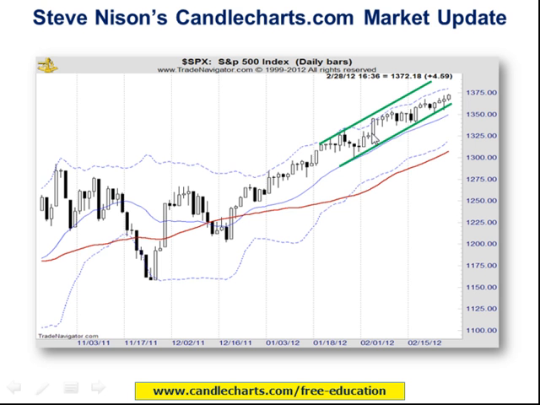But what I like about the action in the S&P, it's almost a 45-degree angle, and that's a very sustainable rally. During the height of the bull market in the 90s, when the markets were going parabolic, we were having like 75-degree angled rallies, and you know that's not sustainable.